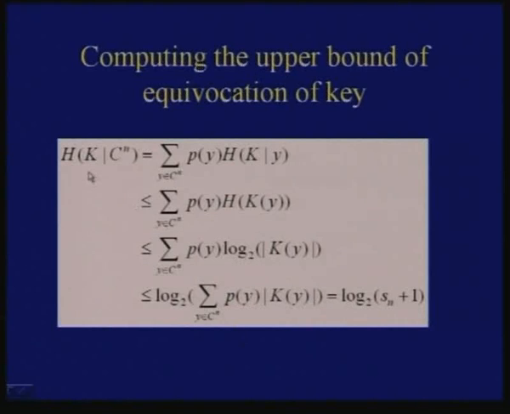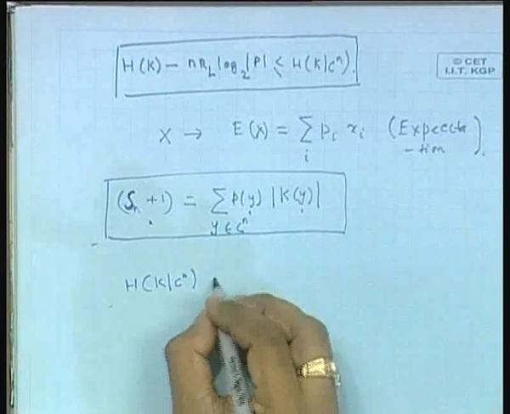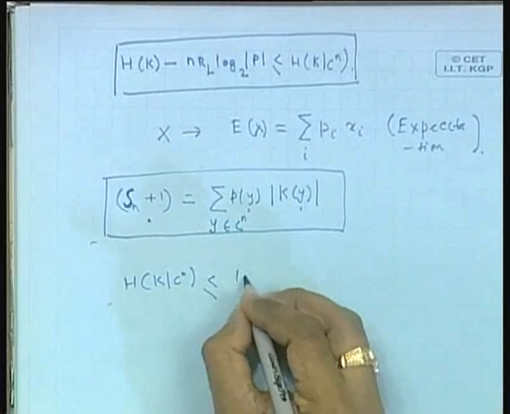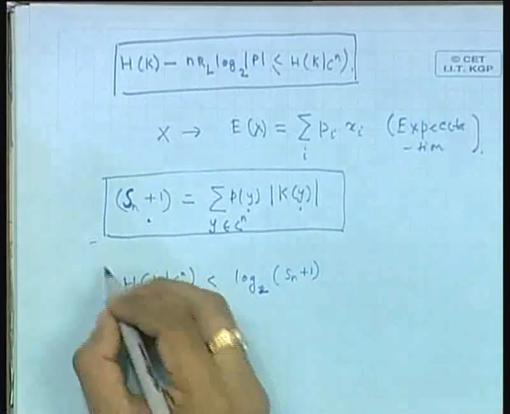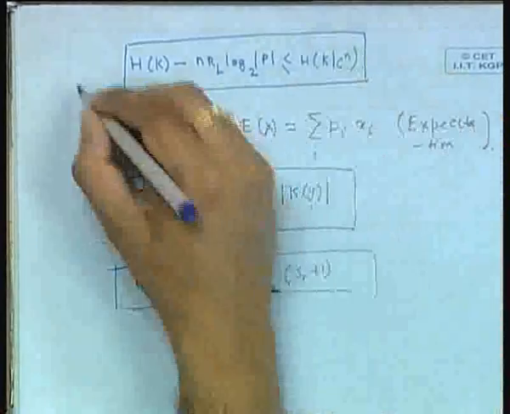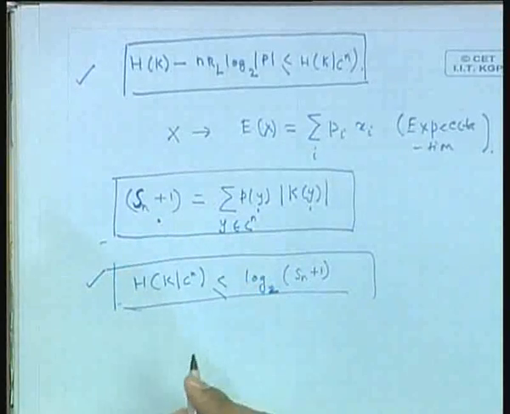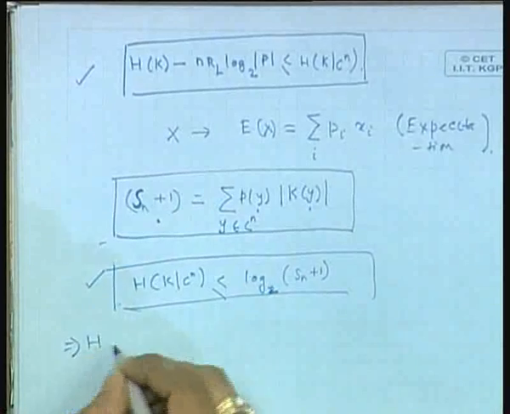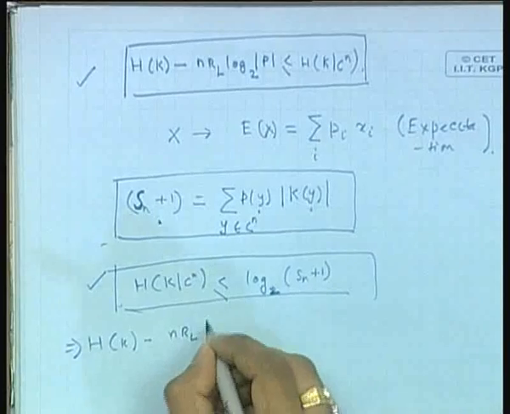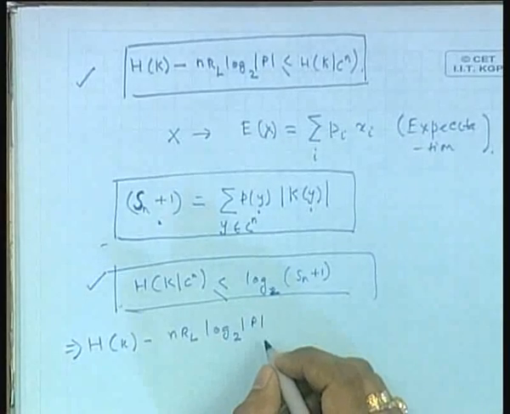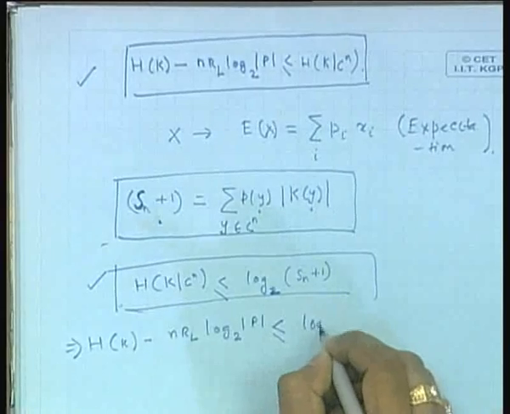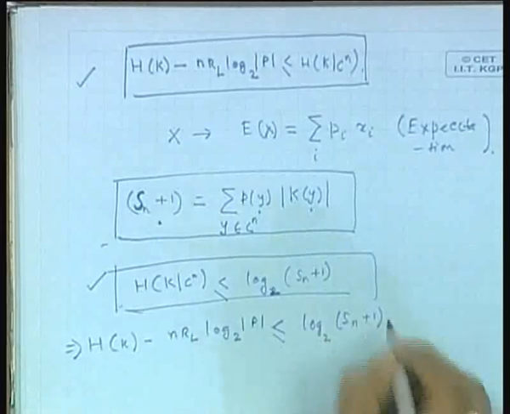So, what we have proved is that hk given Cn is less than equal to logarithm of Sn plus 1 base 2, right. So, what we have proved is hk given Cn, okay, is less than equal to logarithm of Sn plus 1 base 2, right. So, now we can actually take this result and combine this fact and rather write that hk minus n RL logarithm of cardinality of p base 2 is less than equal to logarithm of Sn plus 1 base 2, right.